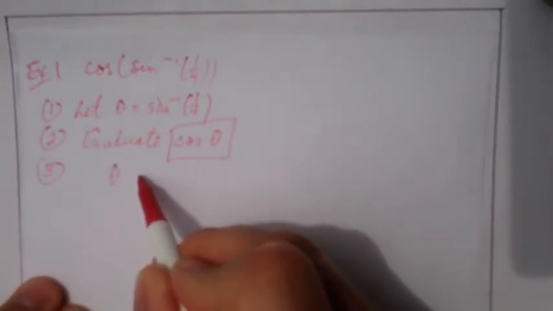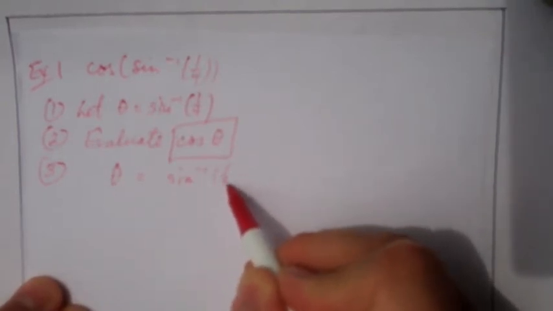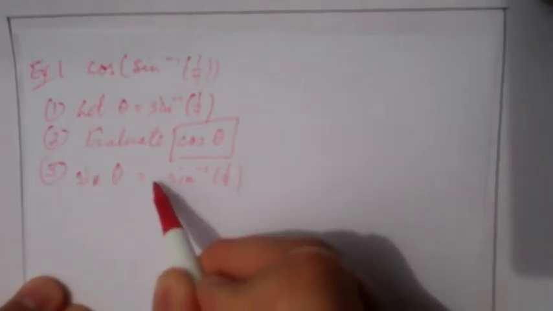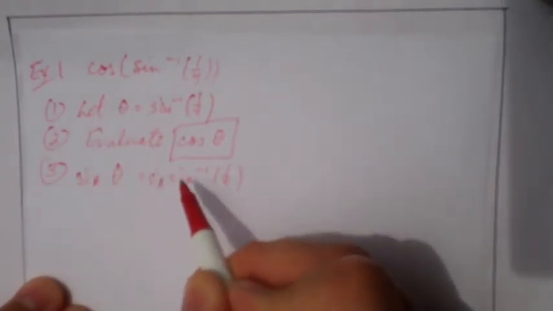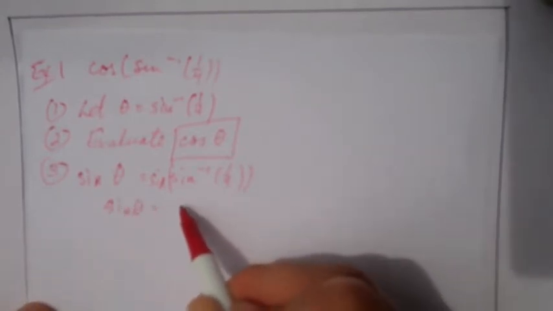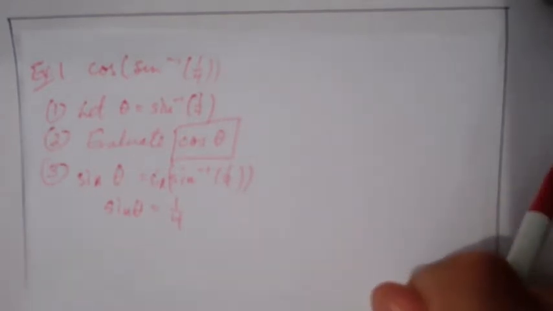In step 3, I'm going to undo the inverse trig function. So if I have theta equal to inverse sine of 1/4, to undo things I'm going to take the sine of both sides. So I'll have sine of theta equal to, these cancel out, 1/4. Now, this is what I'm going to use to build my reference triangle. The sine of theta equal to 1/4.